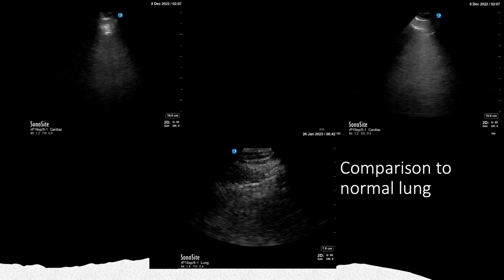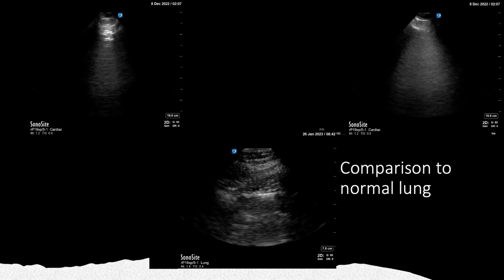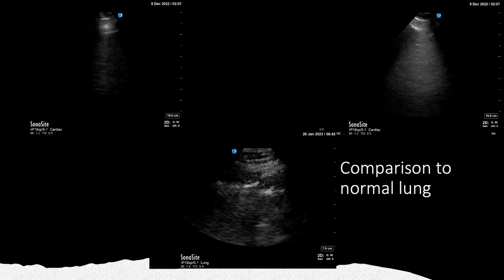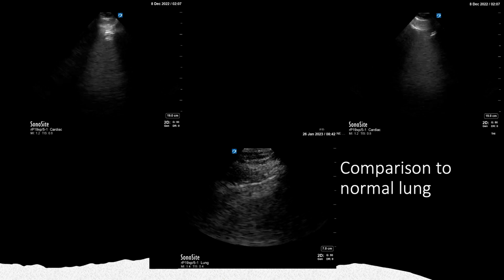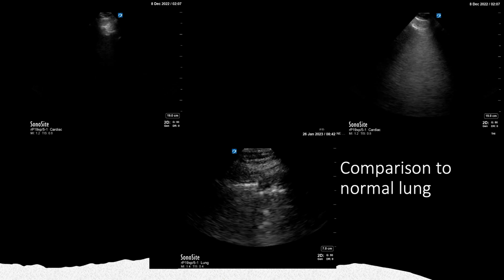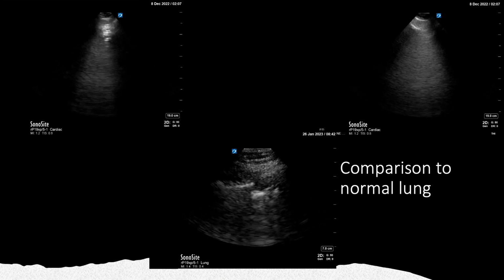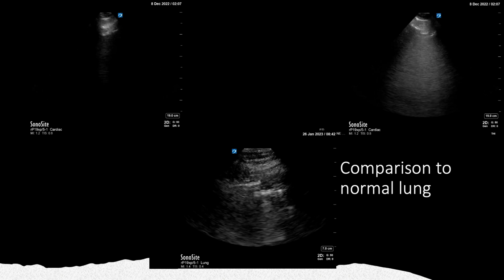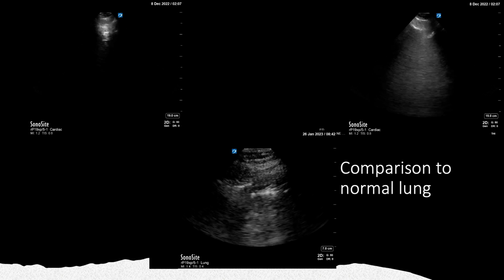And then we'll look at the normal lung again. You can see there's not really that many B lines, if any at all. And it looks like the lung just has more air in it, where the other lungs look very snowy.